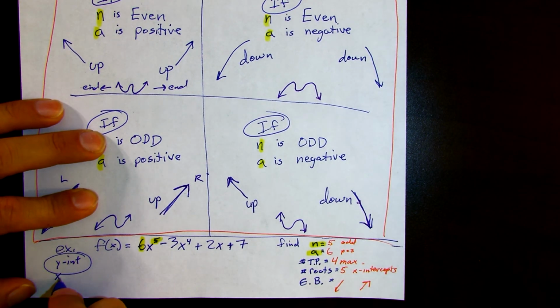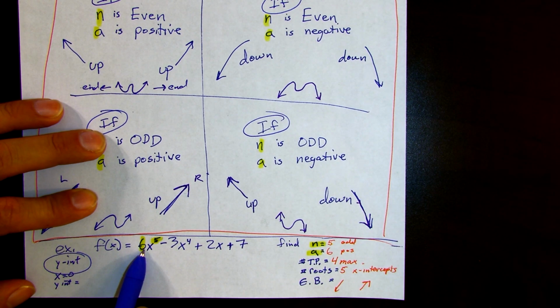Watch. Plug in a 0 here. What happens to this term? Gone. Plug in a 0 here. What happens to the term? See ya. Plug in a 0 here. You're out. Okay? So what's left over when we plug in 0 for x? 7.